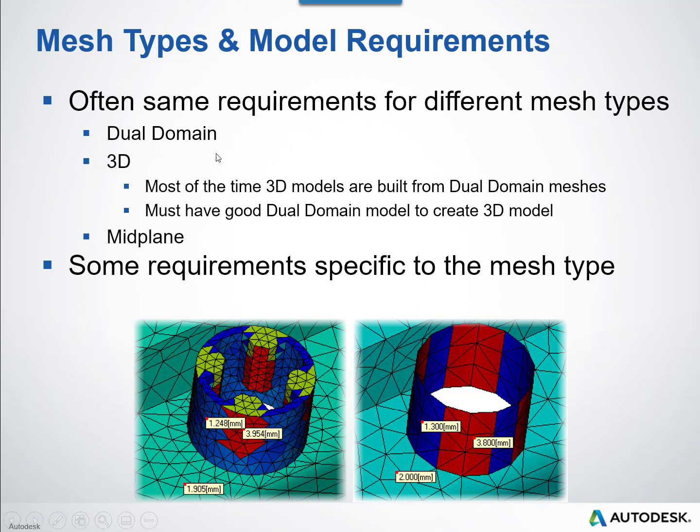Mesh types differ from the model requirement. If you're going for the dual domain mesh, it has its own requirements in terms of orientation or aspect ratio. But for 3D, if you're going from dual domain to 3D, I would say fix the dual domain mesh to create the 3D model properly.